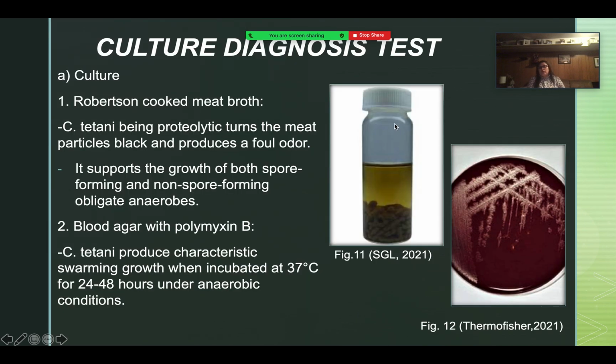Also for culture diagnosis, we're going to have the Robertson cooked meat broth. In this, the Clostridium tetani, being proteolytic, turns the meat particles black and produces a foul odor. We're going to have the blood agar with polymyxin B. The Clostridium tetani produces a characteristic swarming growth when we incubate it at 37 degrees Celsius for 24 to 48 hours under anaerobic conditions.